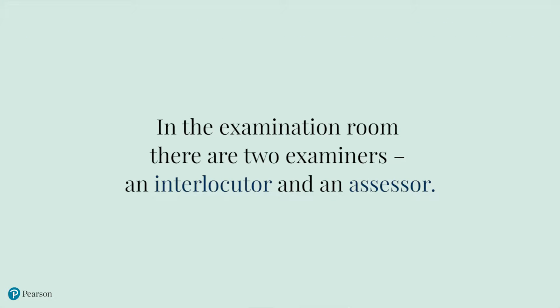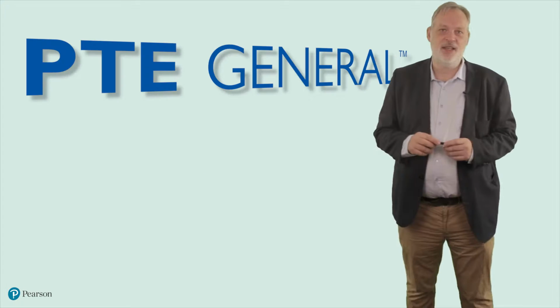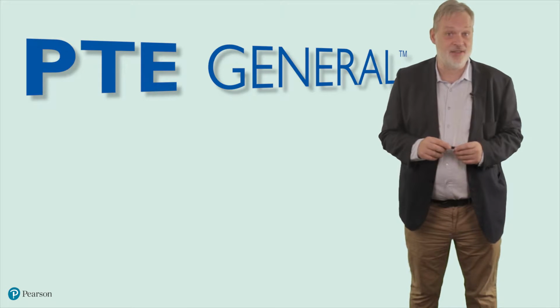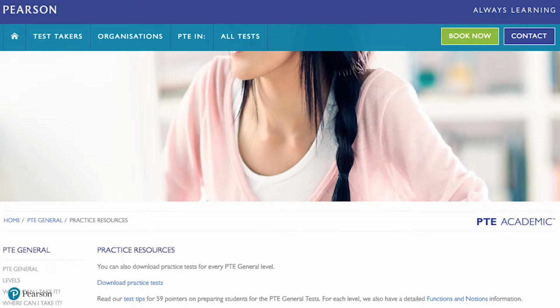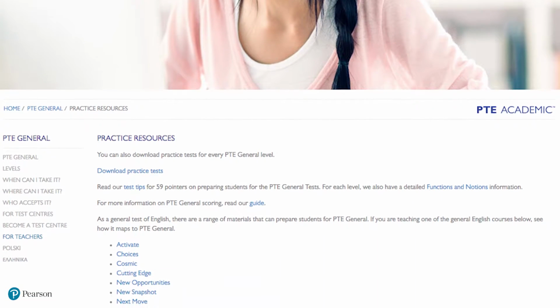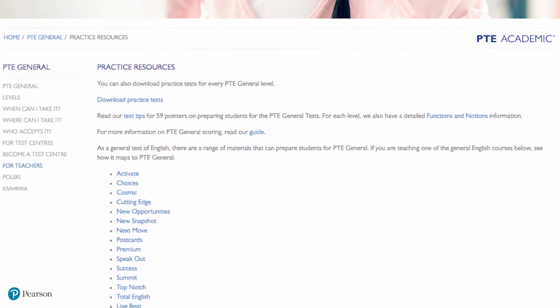In the examination room, there are two examiners, an interlocutor and an assessor. The latter sits silently and listens only. Their job is to give the test taker marks in 9 categories. An assessor has a table. This table is available from the PTE website with the descriptors, can-do statements for each category, and they have to answer the question how well the test taker matches a particular descriptor.